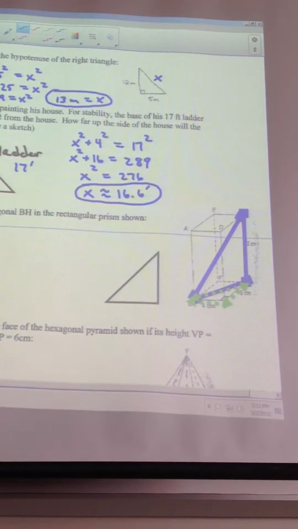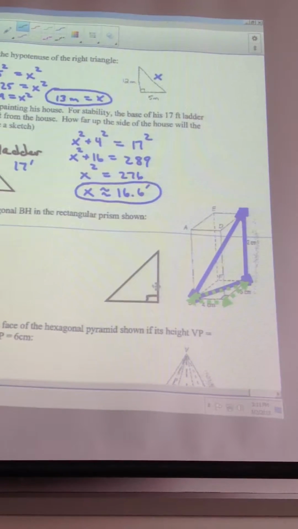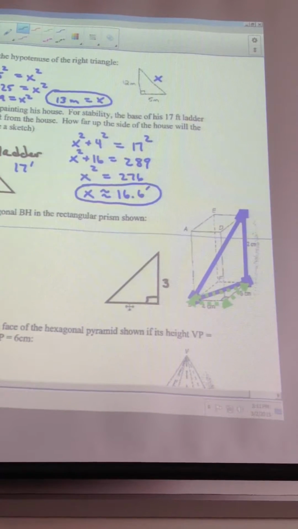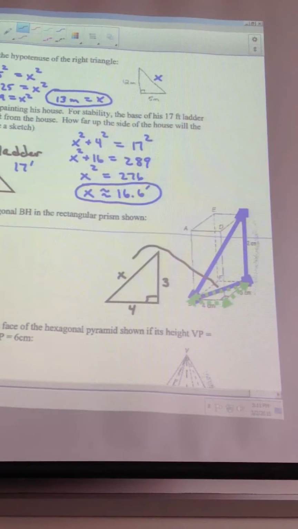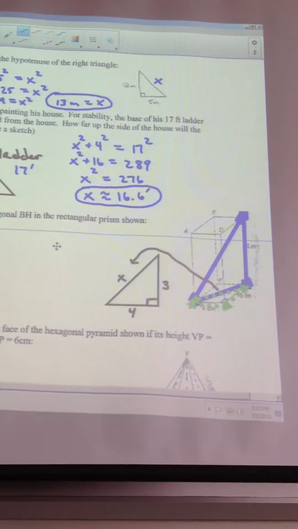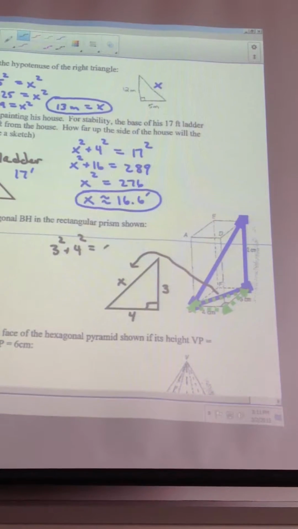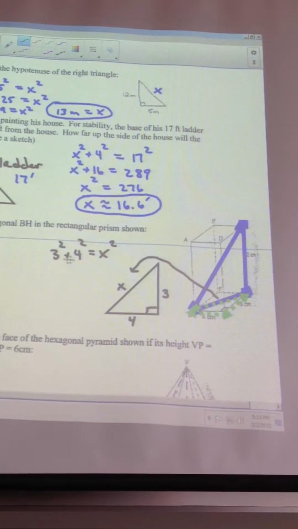Okay, here's my right triangle. This side is 3, this side is 4, and I am looking to find this side right here. I'm looking for this side. Set up the Pythagorean theorem. That would be 3 squared plus 4 squared equals x squared, because x is the hypotenuse.